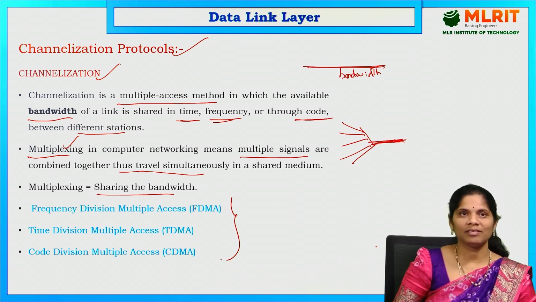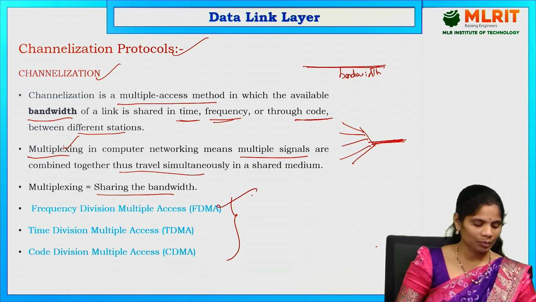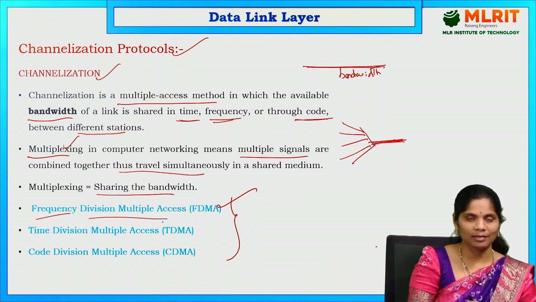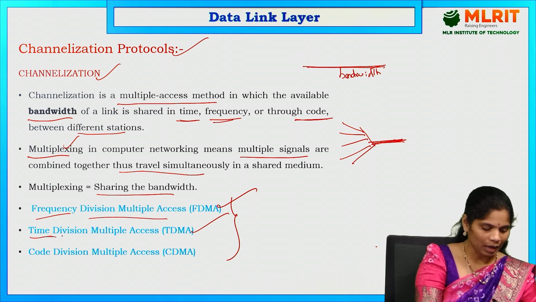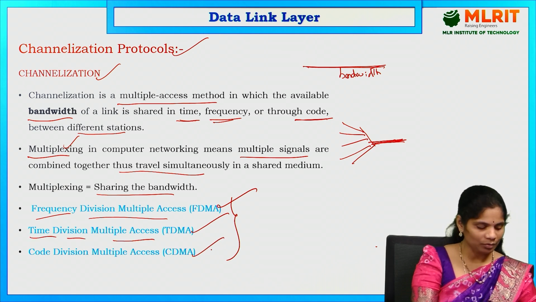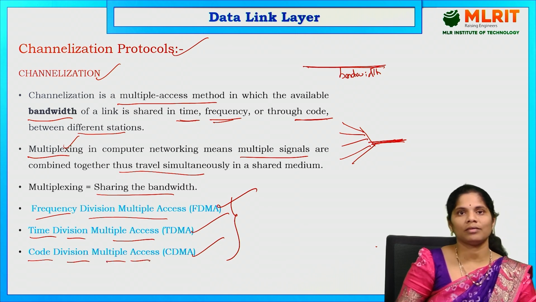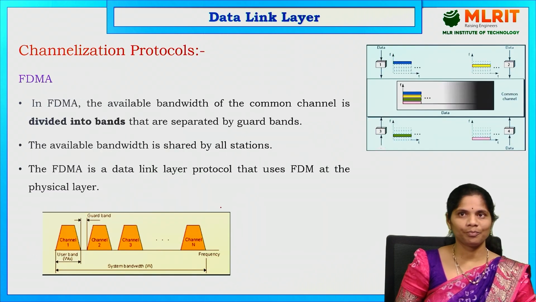This channelization is divided into three types. The first one is FDMA. FDMA is frequency division multiple access. The next one is TDMA, which is time division multiple access. And the next one is CDMA, which is code division multiple access. So first we will see what FDMA is.